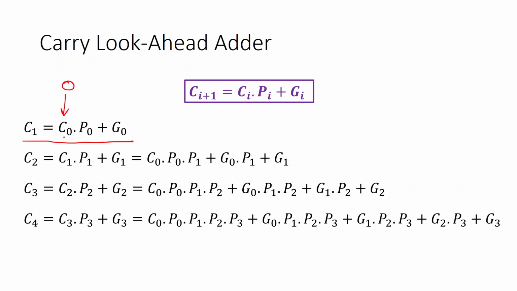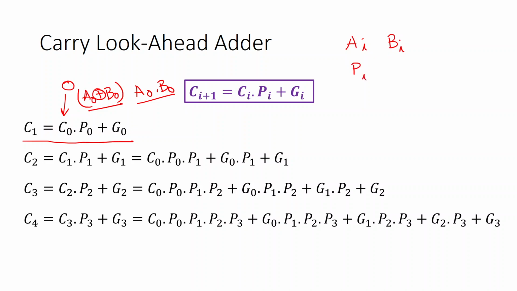Now this C1 you can generate by simply looking at your P0 and G0. P0 was A0 XOR B0, and G0 was A0 dot B0. So you will get this for any i. You have your Ais and Bis already available with you, since you know the words to be added.